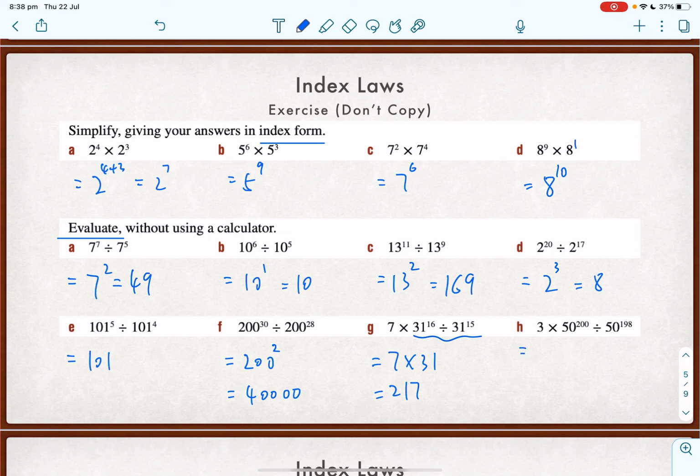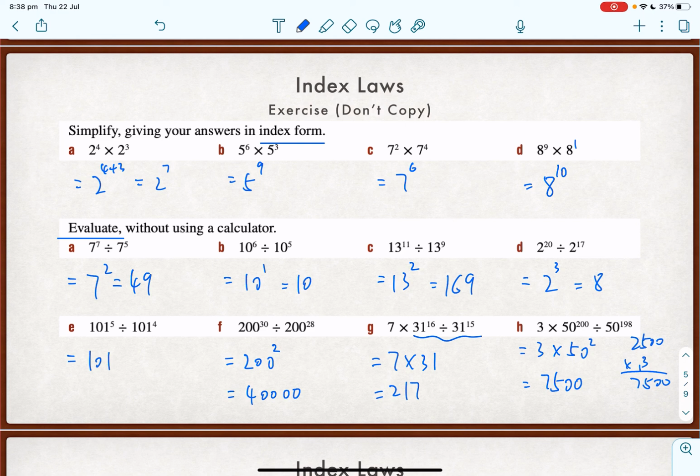Now last one, 3 is not the same base, can't touch it. All right, times 50 to the power of 2. Okay, well, 50 to the power of 2, 50 times 50 is 2500, I think. So 2500 times 3. Oh, that's 7500. Okay.